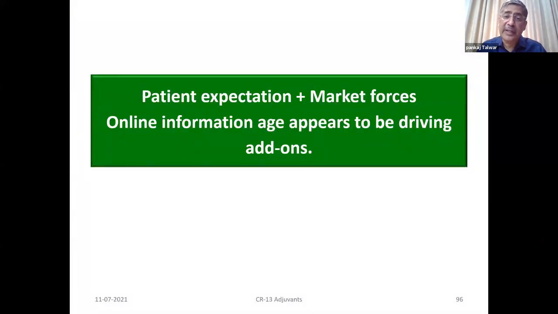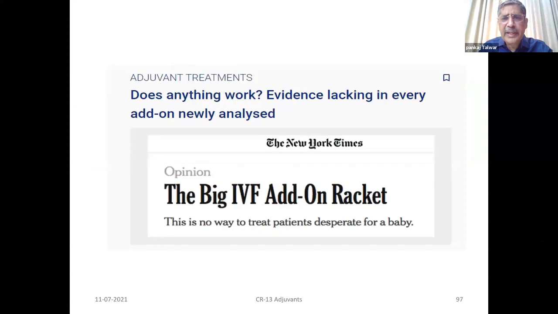So patient expectations, market forces, online information, age appears to be driving add-ons. Just think about what I'm saying. It may be multiple companies which are selling it online, multivitamins, they want to sell you cod liver oil and so on, all detoxing drugs. So we want to give you something which is new.